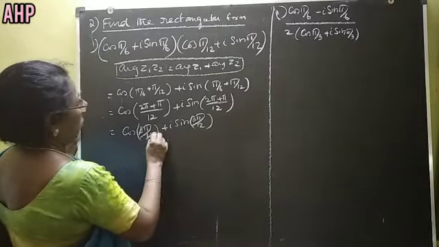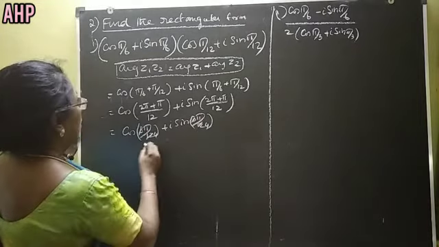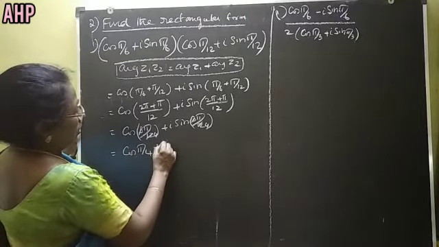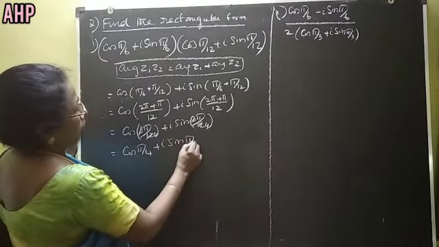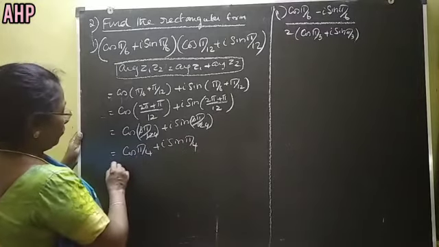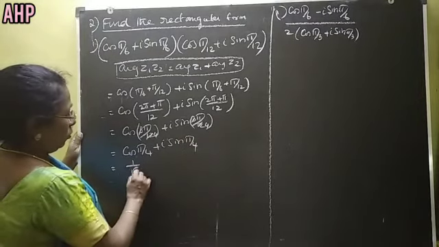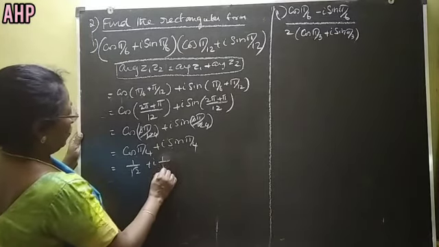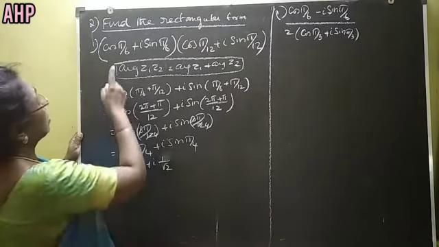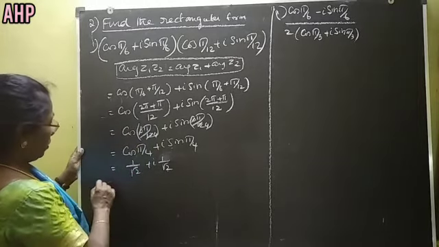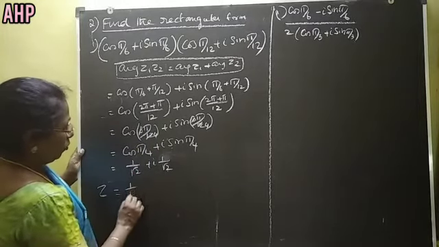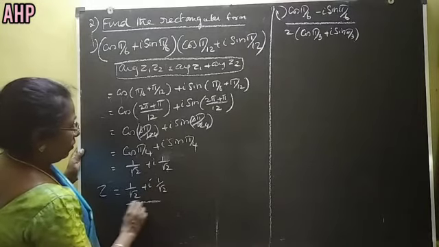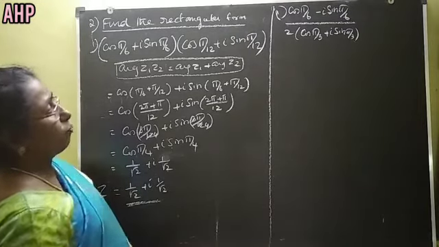So this goes here 4 times, this goes here 4 times. So cos pi by 4 plus i sin pi by 4. Cos pi by 4 is equal to 1 by root 2 and sin pi by 4 is also 1 by root 2. So in rectangular form, Z is equal to 1 by root 2 plus i times 1 by root 2.